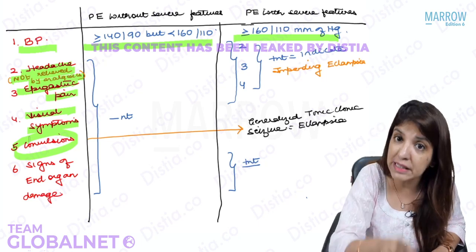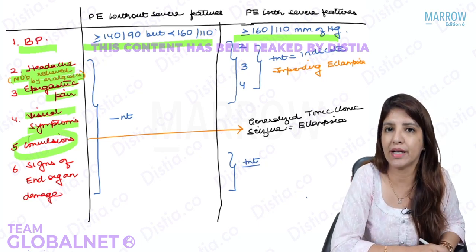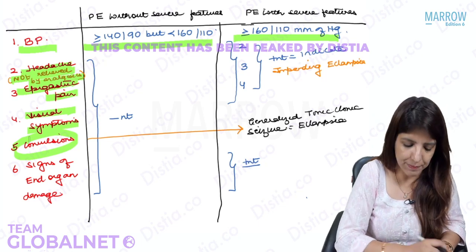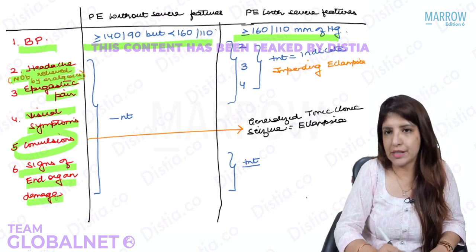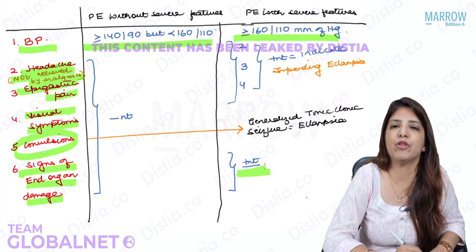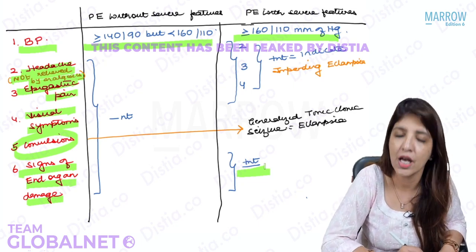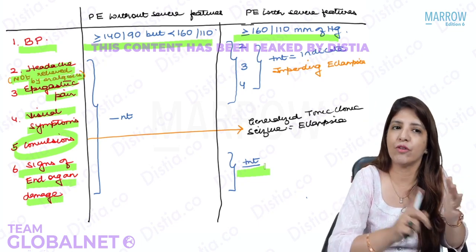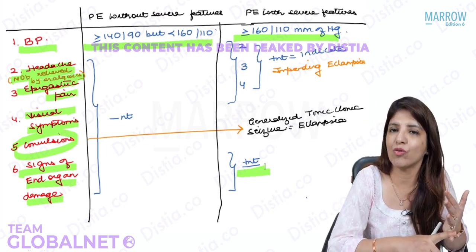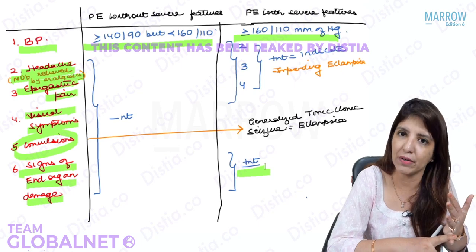But then that means that you were dealing with a case of preeclampsia with severe features. Then signs of end organ damage. If signs of end organ damage are present, you classify it as preeclampsia with severe features. So number one criteria for differentiating between preeclampsia with severe features and without severe features is the BP criteria.